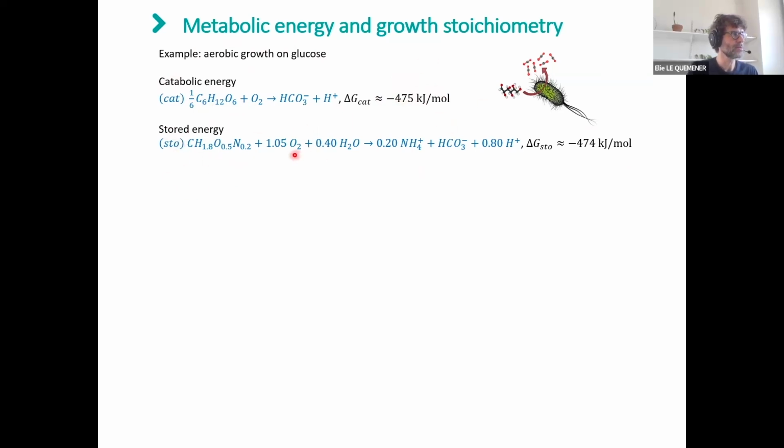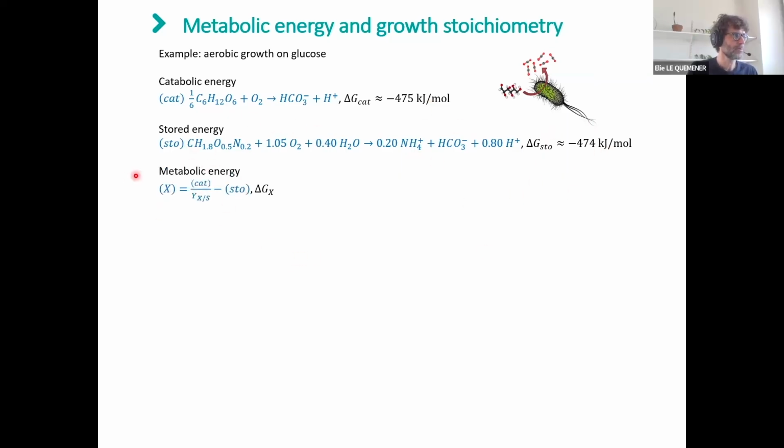In that case, we don't talk about anabolism. We just look at what happens if we consume the biomass with the same reaction. So biomass with oxygen gives H3O3 minus. How much energy is stored in the biomass? So you have more or less energy very similar to the catabolic energy.